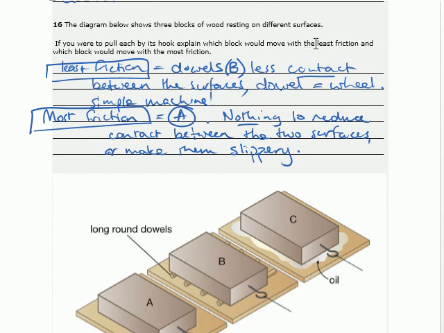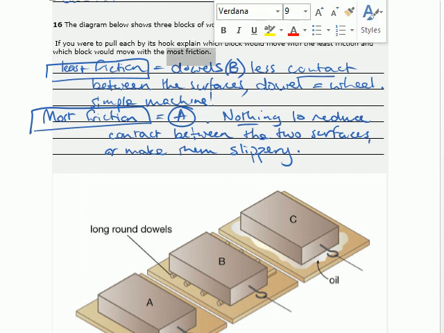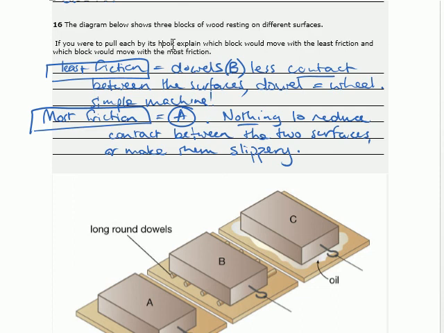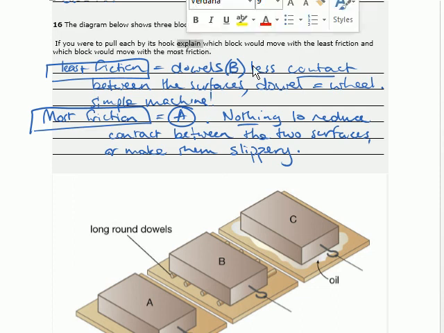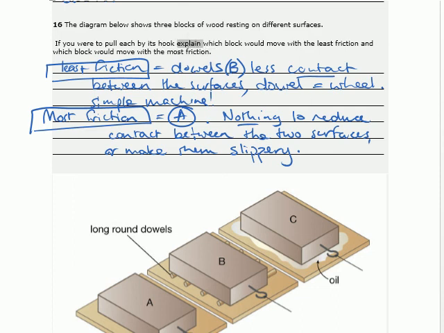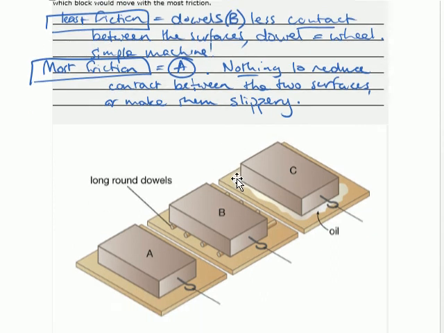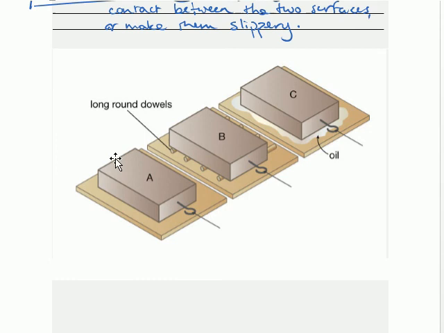The least friction will be B, because there's less contact between the surfaces and the dowels are acting like wheels. And with the most friction, you have to explain why, because again, we've got this word explain here. Explain why. Part A, block A, would have the most friction, and it's because the wood is a rough surface. And there's nothing there to reduce the friction.